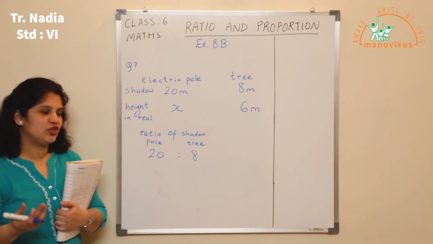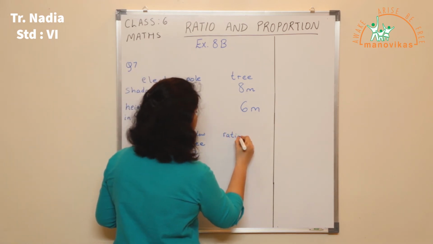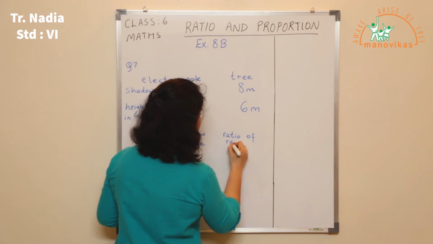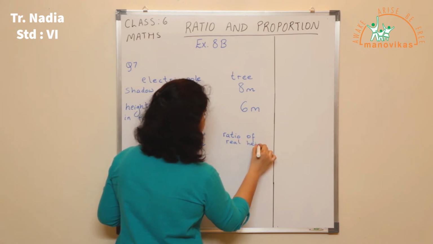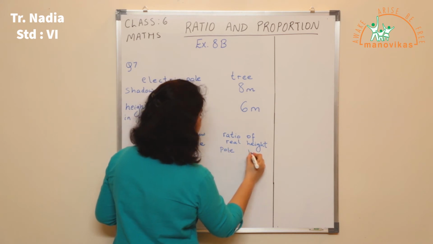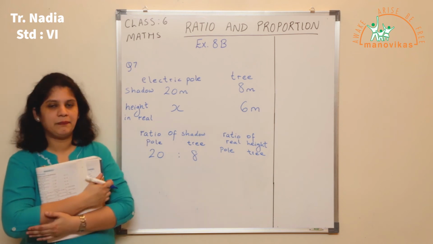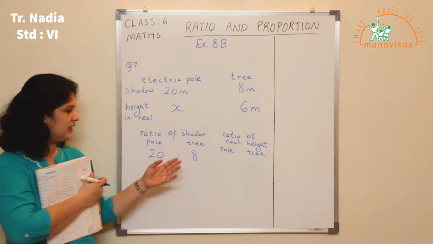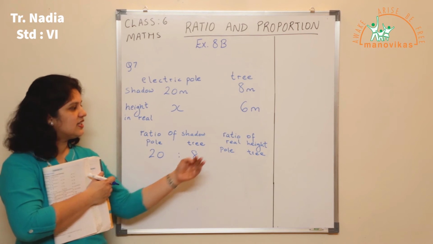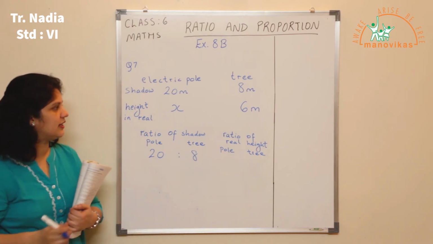What will be the ratio of their real heights, of pole and tree? Now please remember children, the two ratios will be in proportion. It will be equal. This is the ratio of their shadows. The ratio of the real heights also will be equal to this ratio.